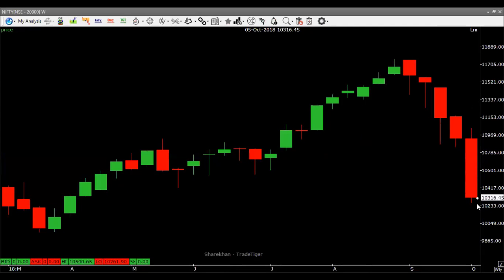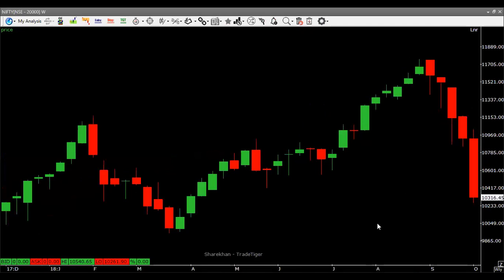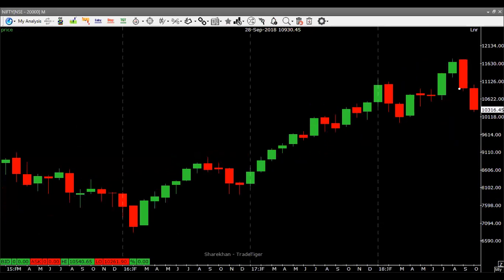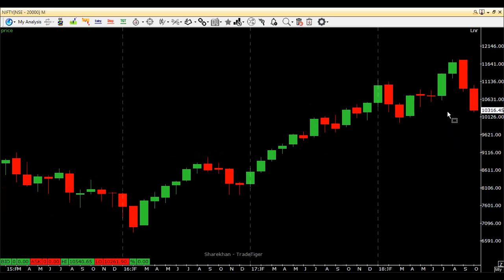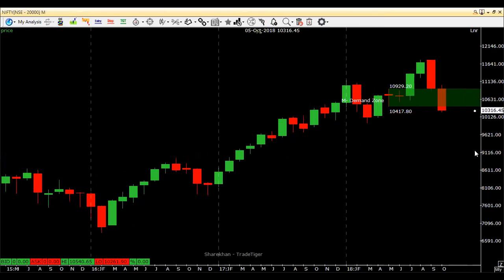So coming back to the monthly chart, if you recollect, we had spoken about this rally, this base and a rally, and this being an area of demand. So the market did bounce off from this area of demand and go up, but the up move was very short-lived. And then the market really fell, and it has breached this area of demand right now.